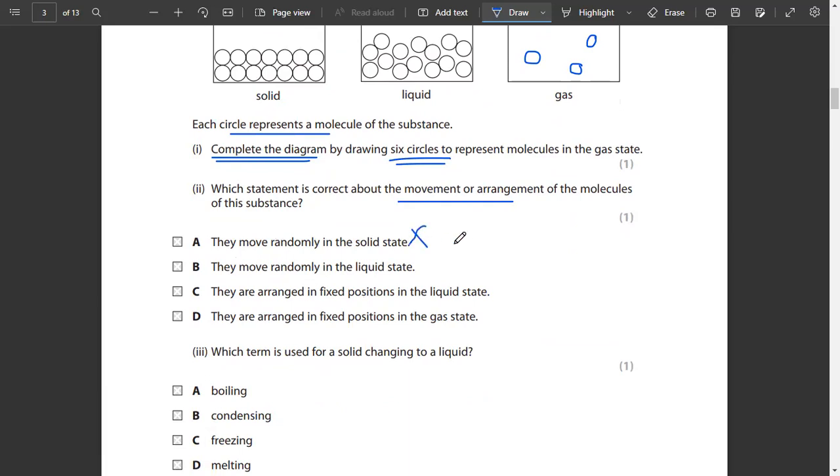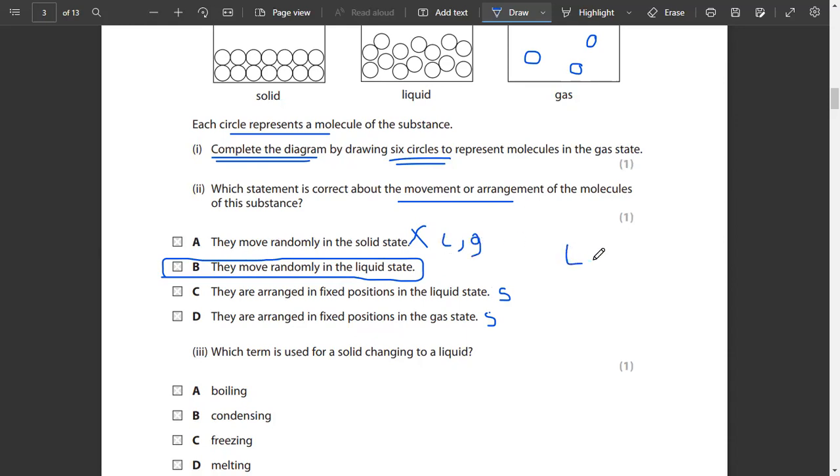They move randomly in solid state. This is wrong. Solid state में तो fixed होते हैं. They move randomly in liquid state. Yes, this can be the correct answer. कि liquid के अंदर they can move. They are arranged in fixed position in a liquid state. No, they are in fixed position in a solid state, not a liquid state. They are arranged in fixed position in a gas state. No, it's still solid. They are not moving randomly in solid. They are moving in liquid and gas.